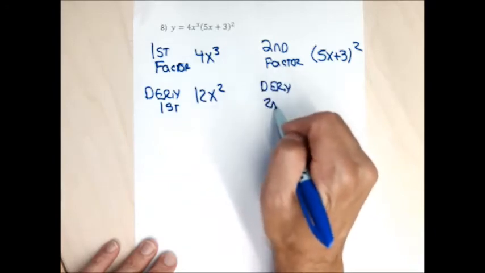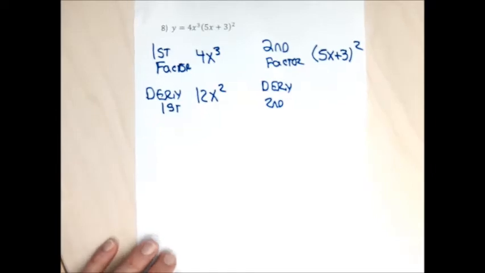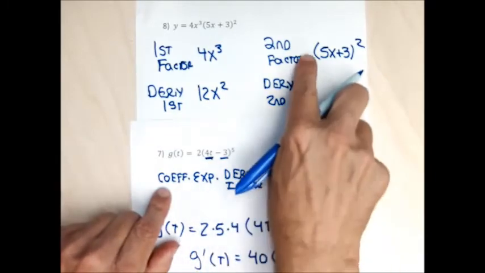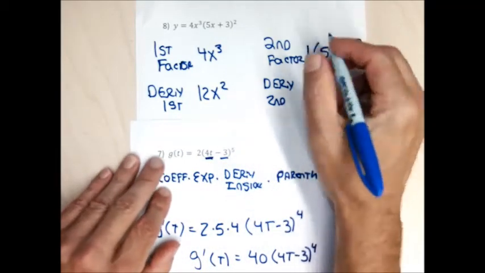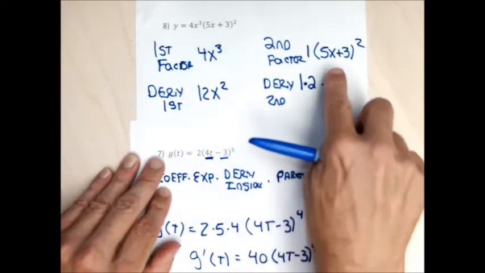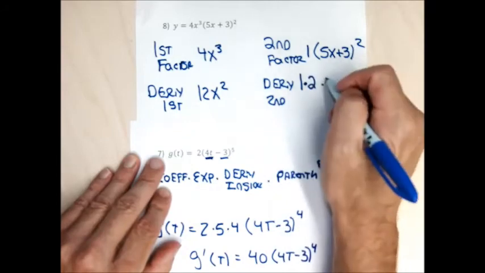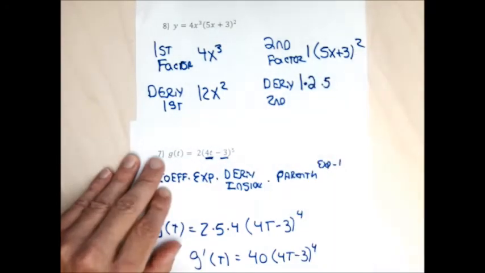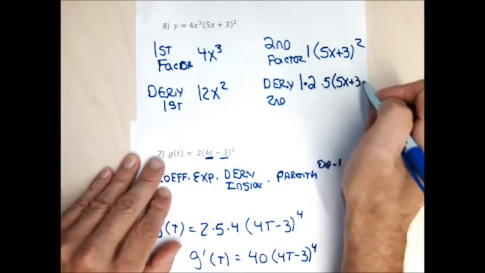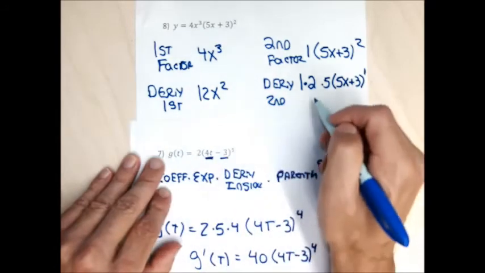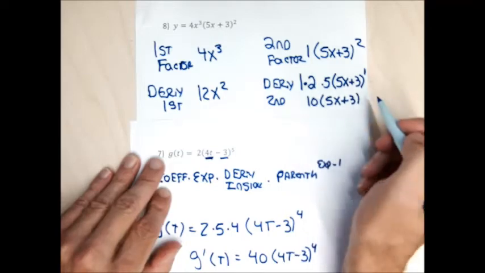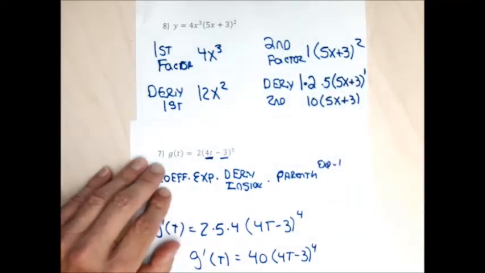For the derivative of the second, I need the chain rule, because it's the parentheses with an exponent. So I'm going to do coefficient. The coefficient's an implied 1. So it's coefficient times the exponent times the derivative of the inside. The derivative of 5x is 5. The derivative of 3 is 0. Times the parentheses with the exponent lowered by 1. So this is going to give me 10 times 5x plus 3. Usually I like things factored. So let me leave it factored.